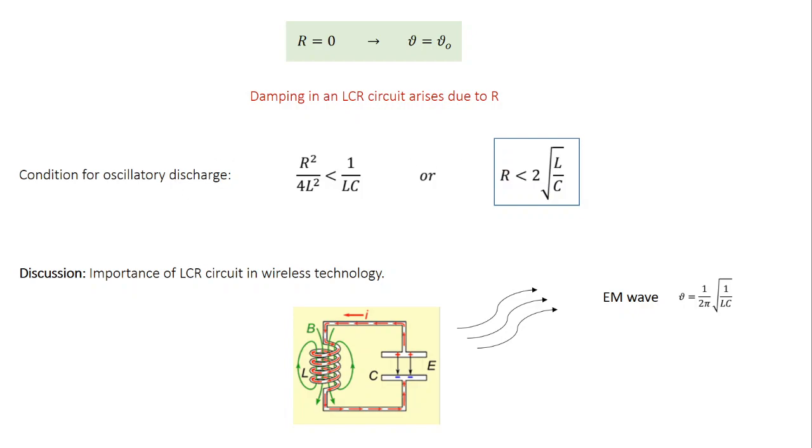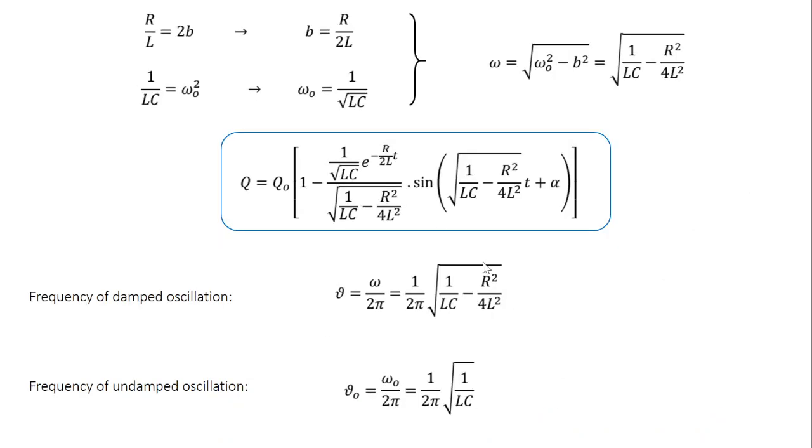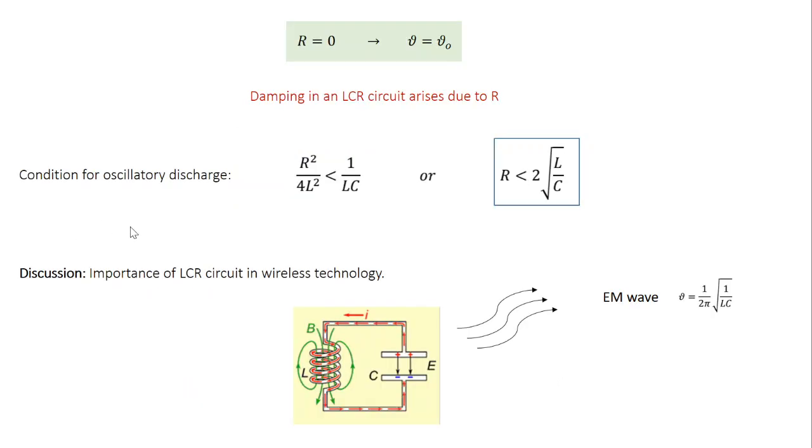Now, what is the condition for the oscillatory discharge? We have said how fast the oscillation dies down is determined by this damping factor. So if you want your LCR circuit to work like an oscillator, you need to reduce this damping factor. So this damping factor R square by 4L square should be less than the undamping factor 1 by LC. This is the condition for oscillatory discharge, or you can write R is less than 2 into square root of L by C. So this is the condition for a sustained oscillation in an LCR circuit.